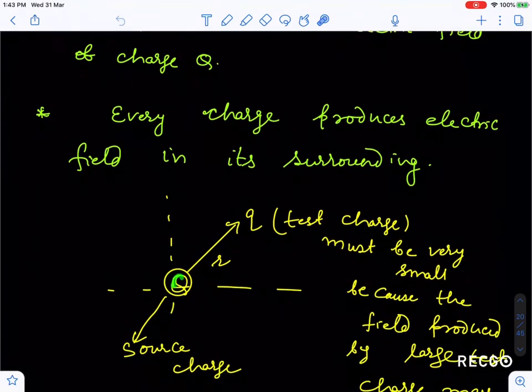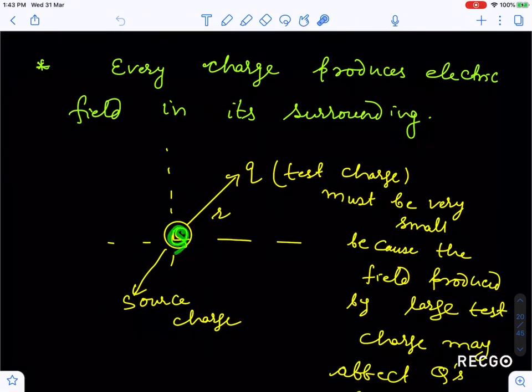So let me take a charge Q and this test charge q. Here two things you have to keep in mind. In order to define electric field, you have to take two basic things into mind. First thing is that you have to identify the source charge. This capital Q I have taken as the source charge, and a test charge. What is a test charge? This is used to test the electric field. Usually this test charge must be very small, because the field produced by this small charge q will not affect the field of charge Q. Okay guys, so test charge must be very small.